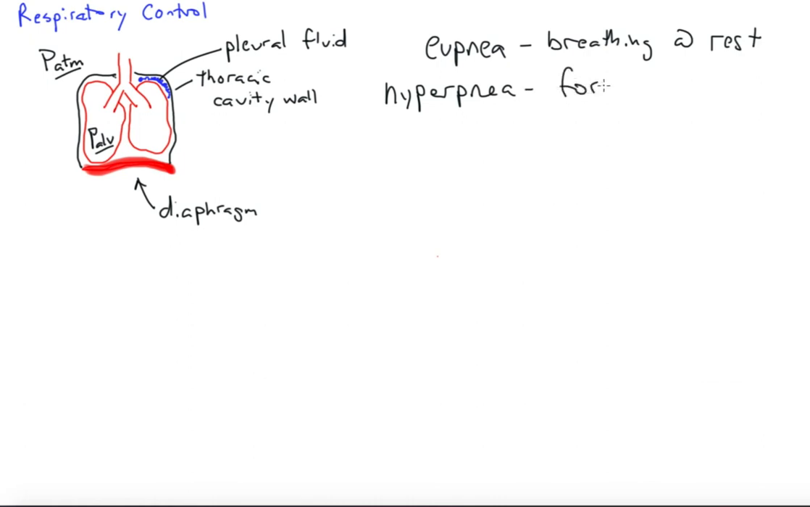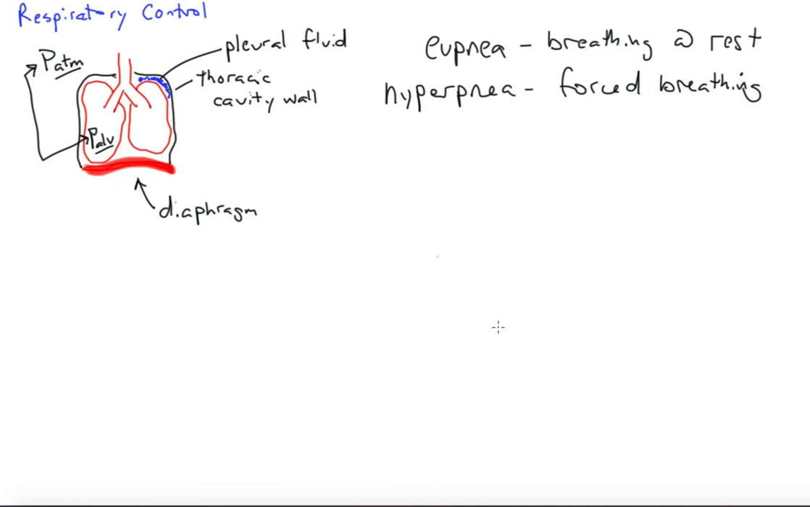And we usually refer to that as forced breathing. Meaning, we're going to be moving larger volumes. To move larger volumes of air with each breath, we need a larger gradient between the atmosphere and the intrapleural pressure, right? And so we're going to have to employ more muscles to change the thoracic volume more dramatically, more rapidly, to generate that bigger pressure difference. A bigger pressure difference means more rapid air movement, right?